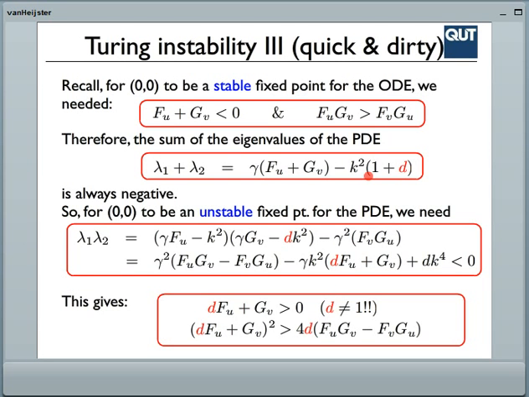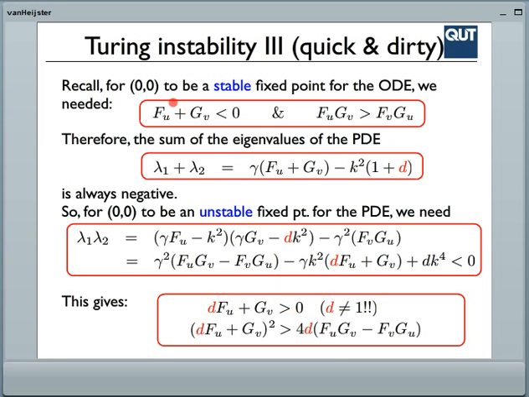So the product, number 1 times number 2, which I've written down again over here, and then work it out, so write it down slightly differently, has to be negative. This first term is positive, because by the second condition, d times k to the power 4 is also positive. This negative term has to be negative, but it's always negative. So d times f_u plus g_p has to be bigger than 0. This is the third condition.